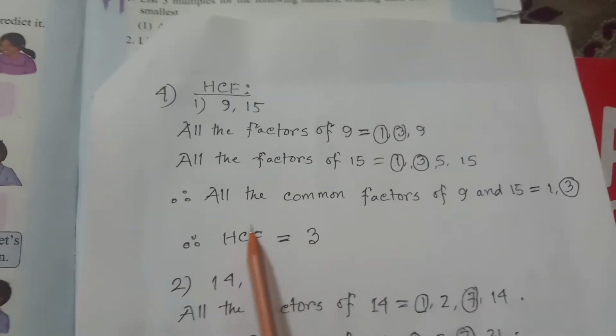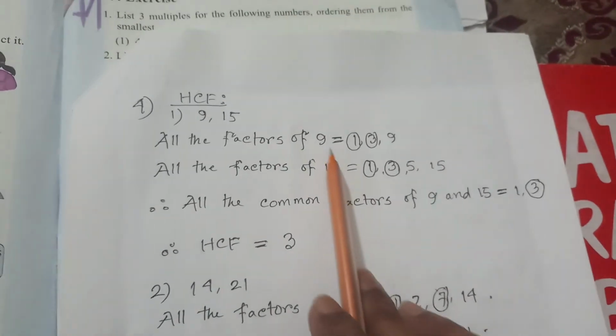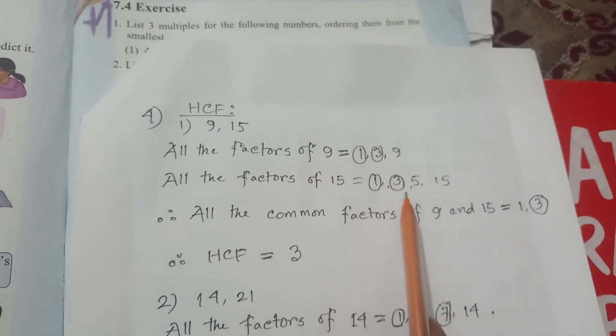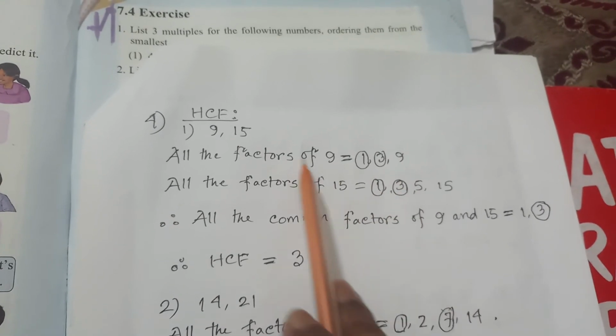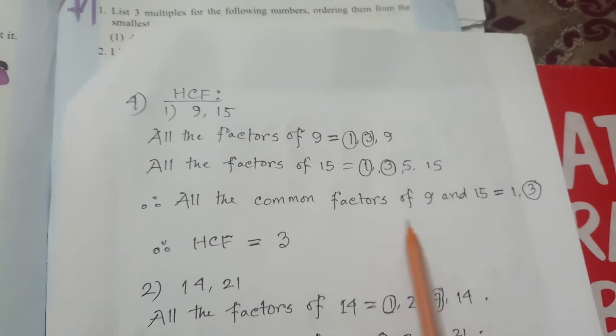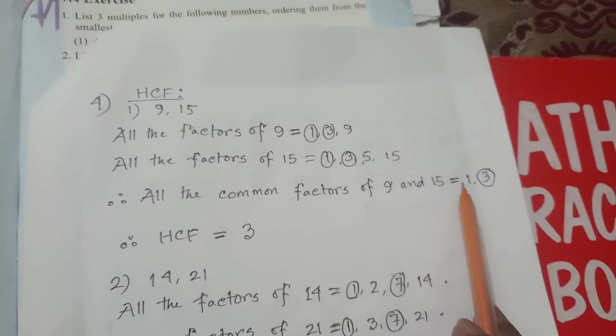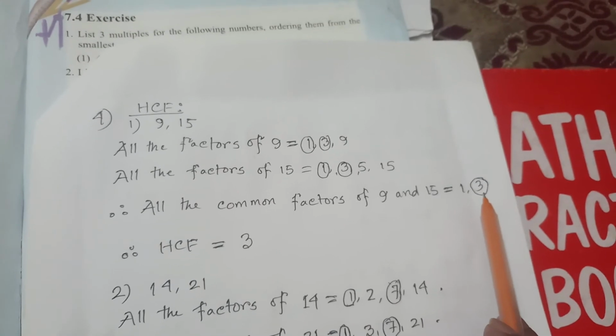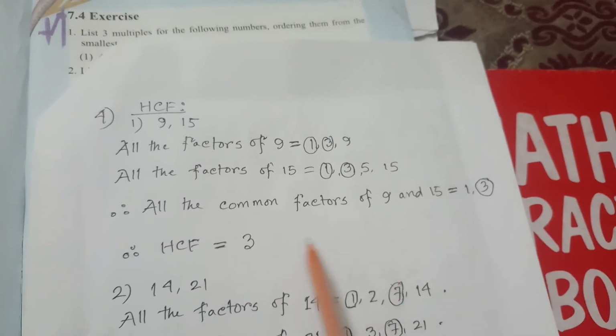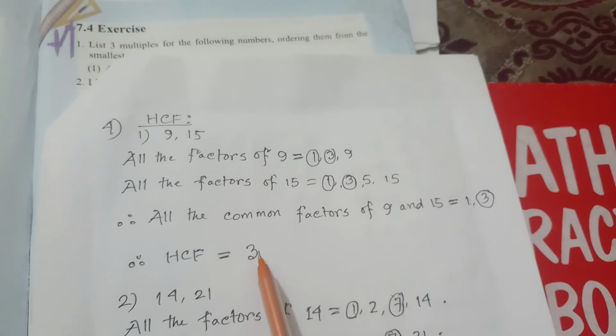Therefore all the common factors of 9 and 15 are 1 and 3. There are two common factors of these two numbers, 1 and 3. So between these, 3 is the highest factor. That means HCF equals 3.